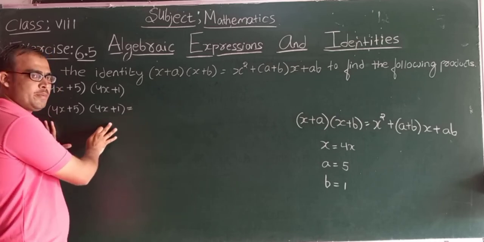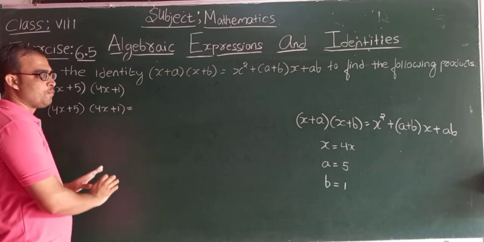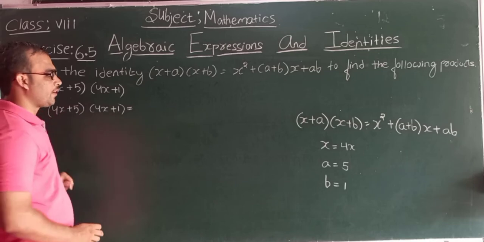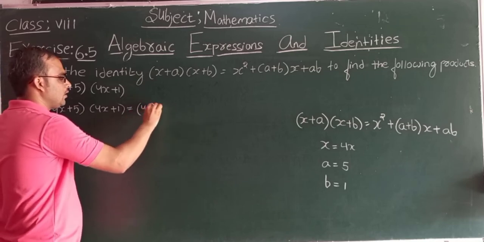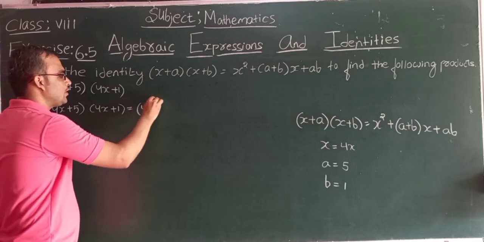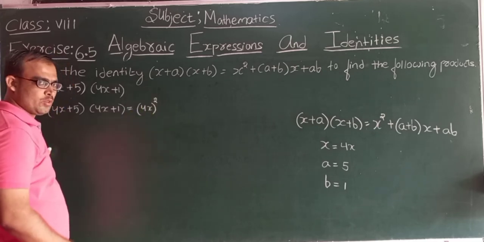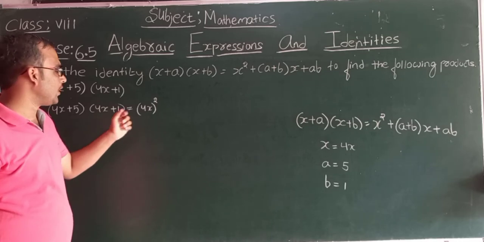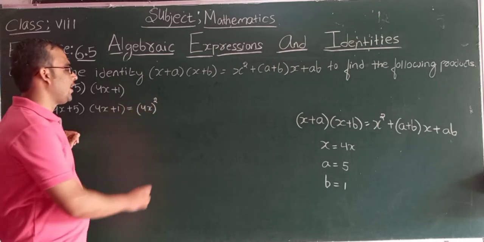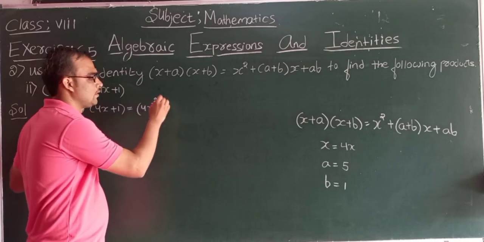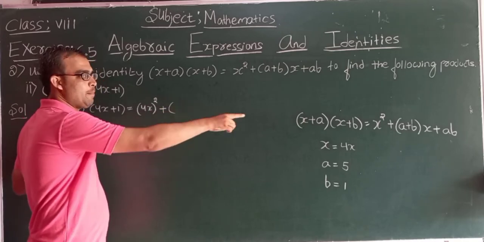So this is of the form (x plus a) into (x plus b). Now, x square. If x means 4x, then x square means (4x) whole square. As I told you, whenever you get a combination of numbers and variables, you need to put whole square. Next, plus bracket a plus b.